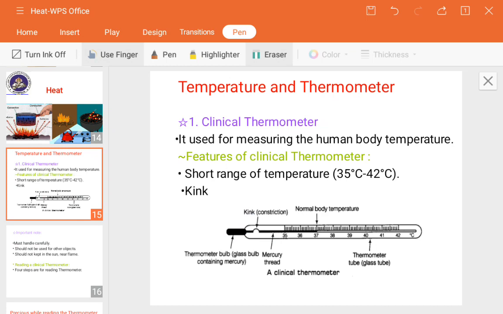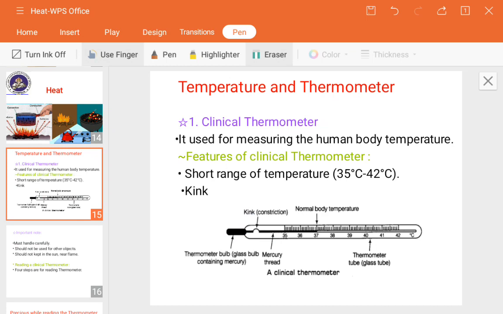Backflow means, if we are measuring the temperature, at that time the mercury level can increase but it cannot fall down, is it? If it comes back, it means the thermometer is not a good one. So such things are indicated by the kink.